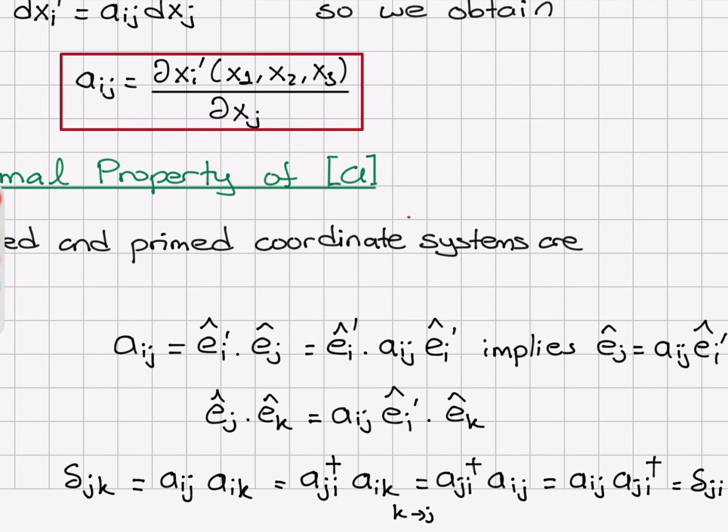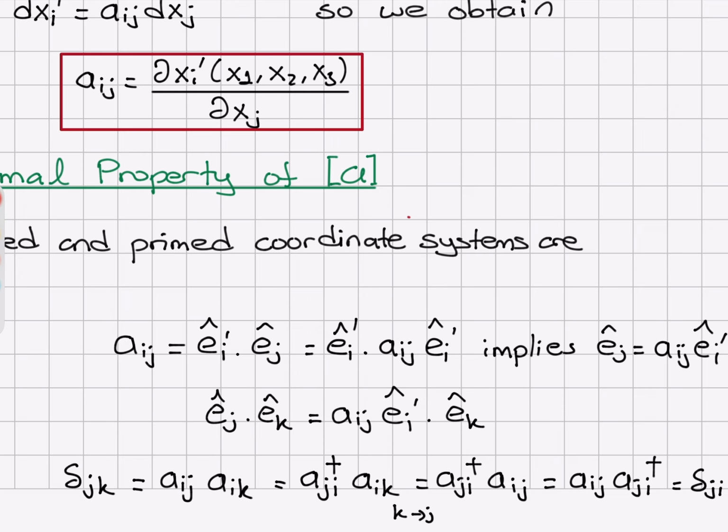And this we have shown by looking at the matrix elements Aij, which is by definition Ei prime hat dot product with Ej hat, as we have seen before. And that means for Ej hat, I can write Aij Ei prime hat because that dot product is equal to 1. Aij must be equal to Aij. So Ej hat is Aij Ei prime hat.